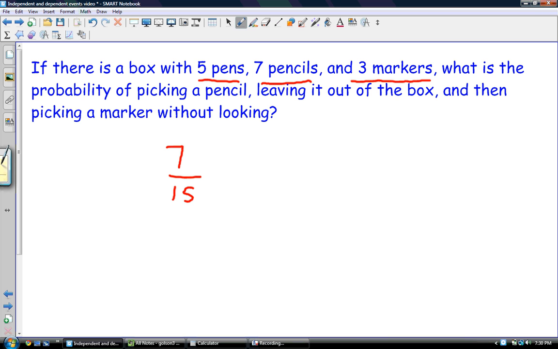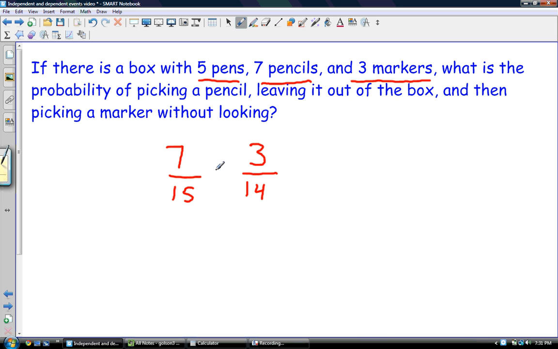Now I want to know, if I leave that pencil out of the box, what's the probability I'm going to pick a marker the next time? If I leave that out, then there are only 14 things left in the box. Now I want to know the probability that I pick a marker. I have to assume the first time I did get one of the pencils. If I didn't, this doesn't work. So I assume I did get a pencil the first time, so there are still 3 markers left in there. The probability of getting a marker the second time is 3 out of 14.